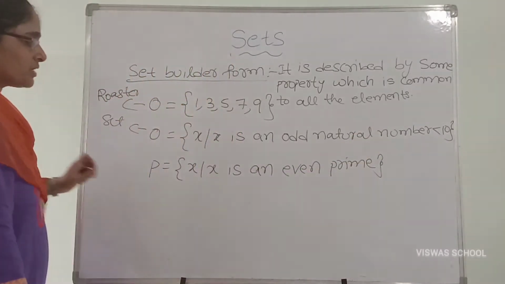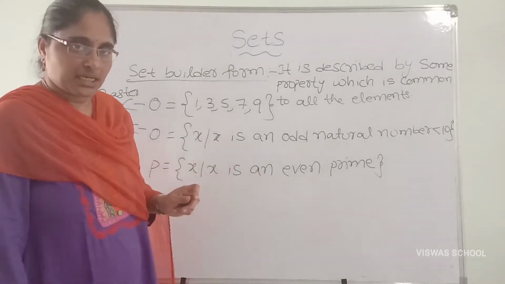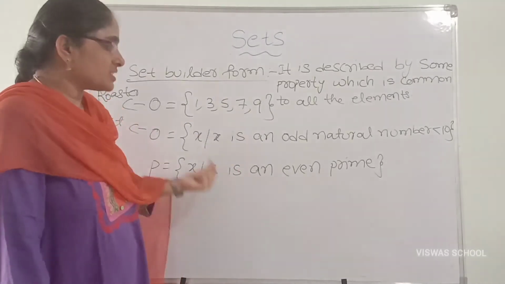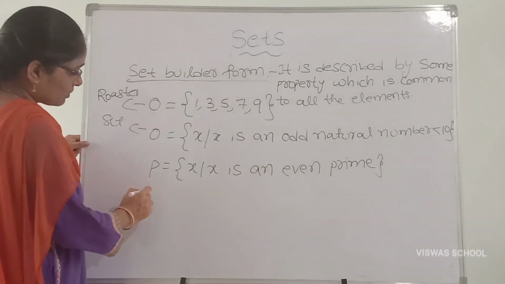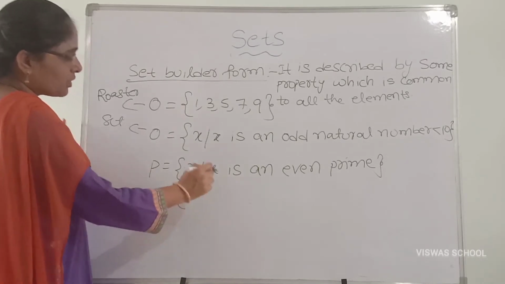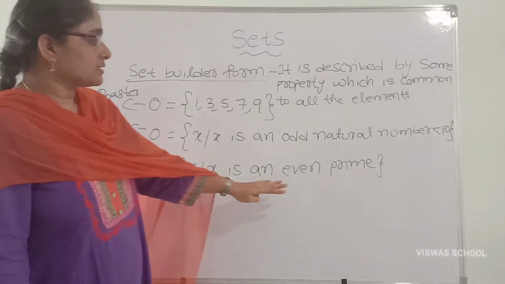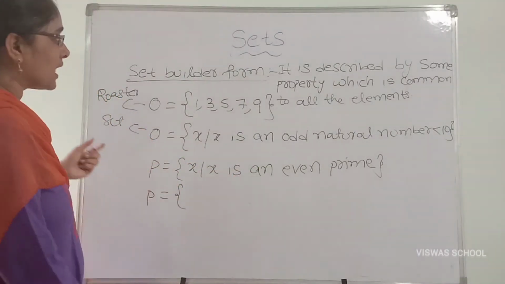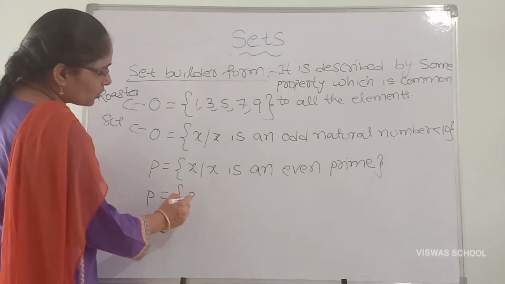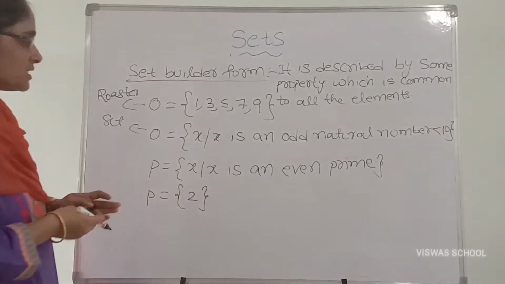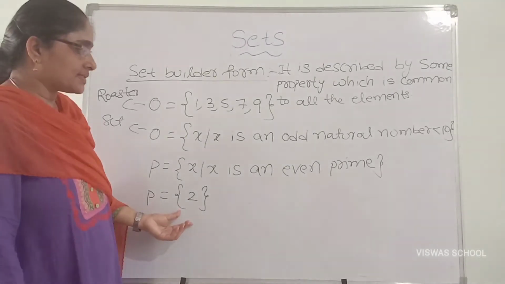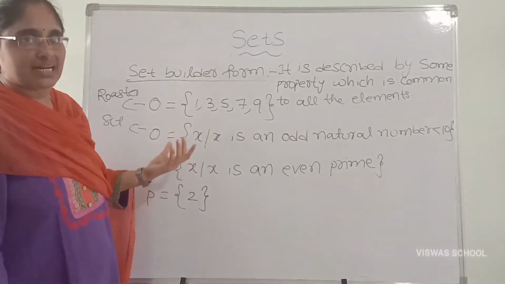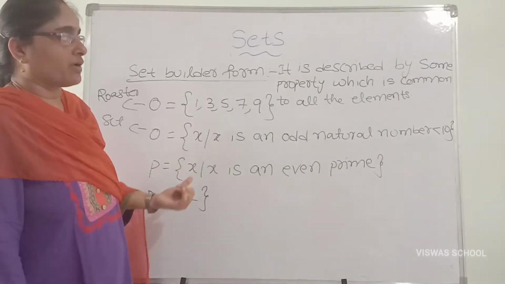P equals x such that x is an even prime. Okay, this is the set builder form. And what about the roster form of this set? What is an even prime number? This is the common property. And which elements do we have in this set? Here only the even prime is 2. Only 2. That is, P equals 2. This is an even prime number. In this way, based on the condition, we write elements in the roster form.